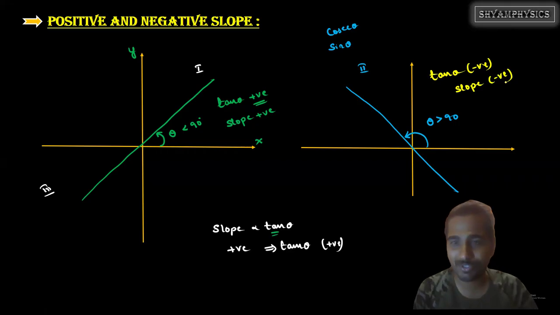Slope of the line is also negative. Simple. If tan theta is positive, slope is positive. If tan theta is negative, slope is also negative. Hope you understood this one. Correct? Good.